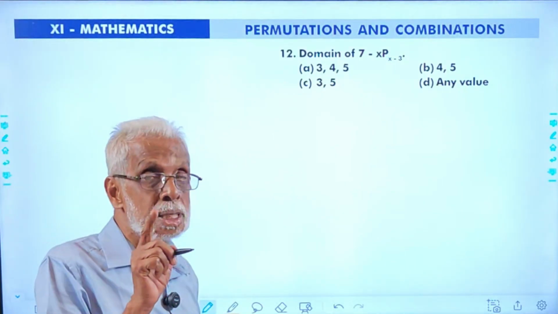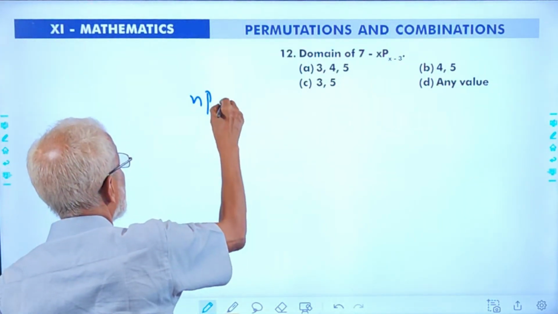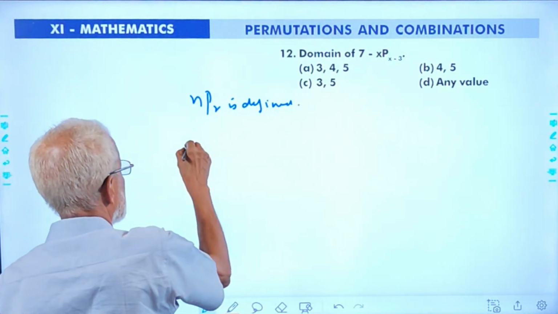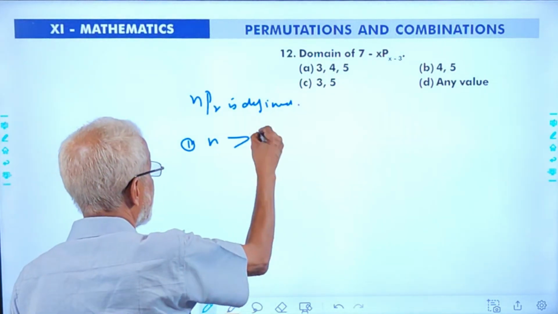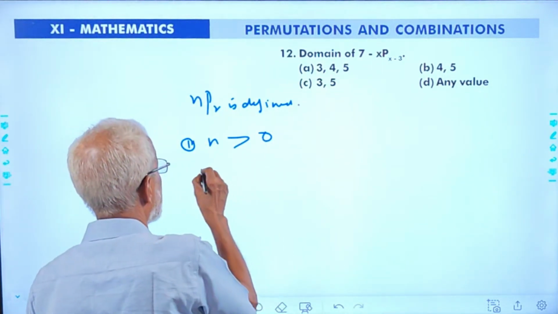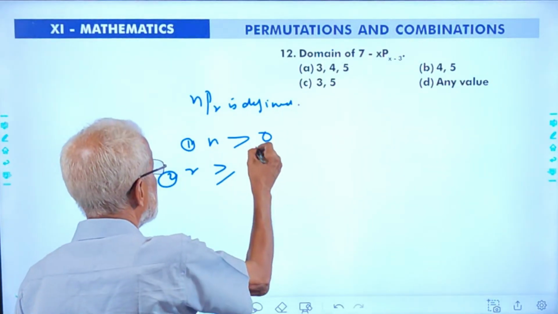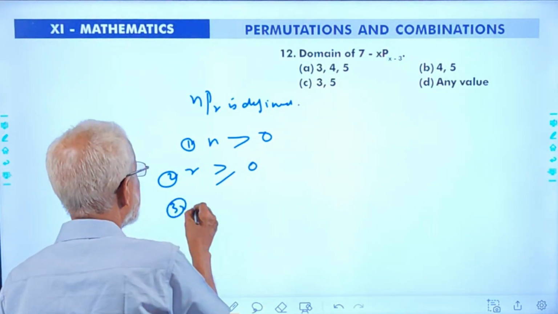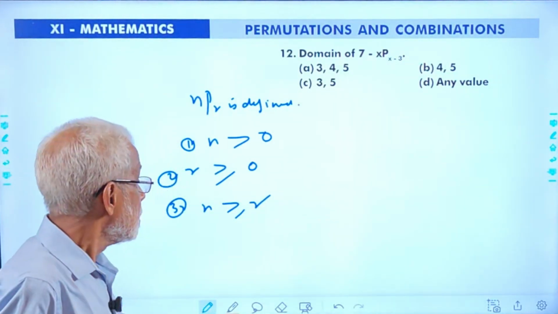One of the best questions, Anna. Look, nPr is defined subject to the following conditions. N should always be greater than 0, N is an integer. R must always be equal to or greater than 0, and R should be an integer. Then the third condition is N is always equal to or greater than R.